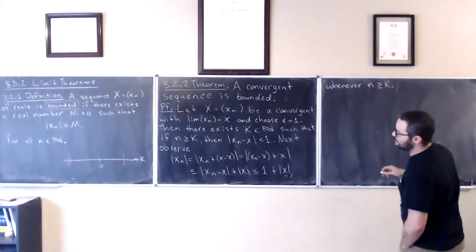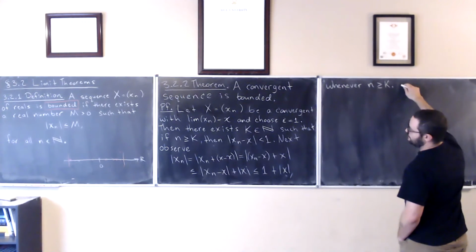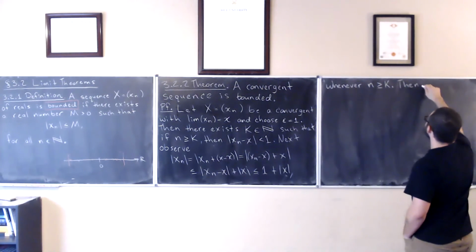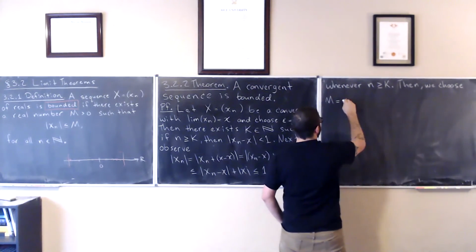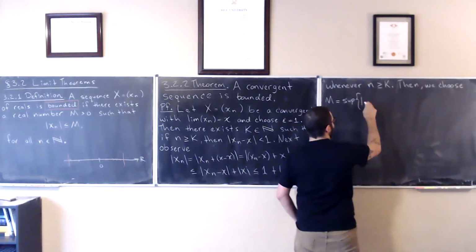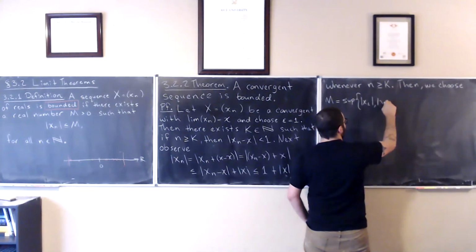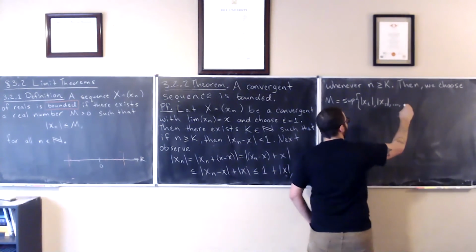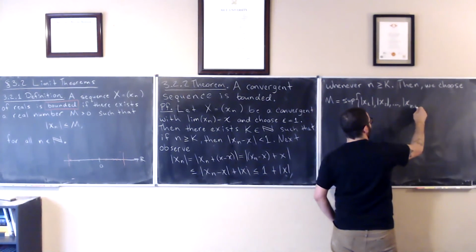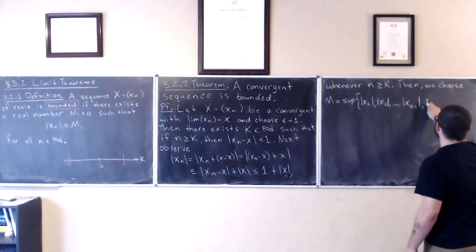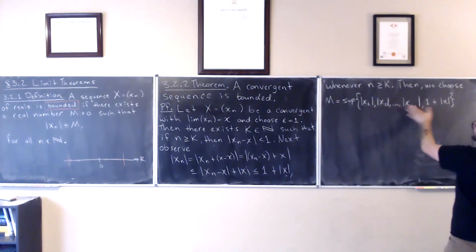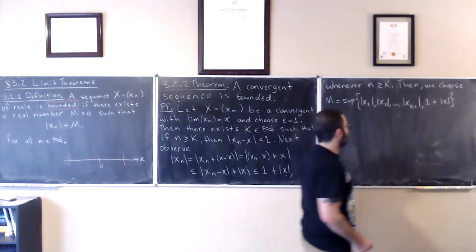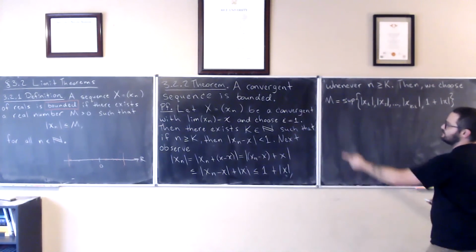So then we choose m to be equal to the supremum of the absolute value of x_1, the absolute value of x_2, dot dot dot, the absolute value of x_{k-1}, and then this, 1 plus the absolute value of the limit. As I was just saying, there's a finite number of terms before we reach k, so we just take the supremum of all of these together with this bound here. We have another bound, because now everything in the sequence is no more than that.